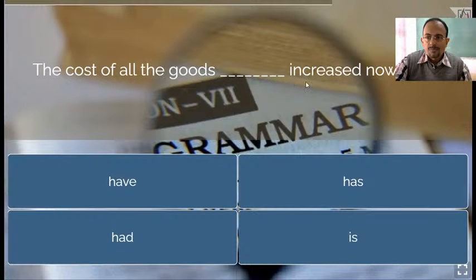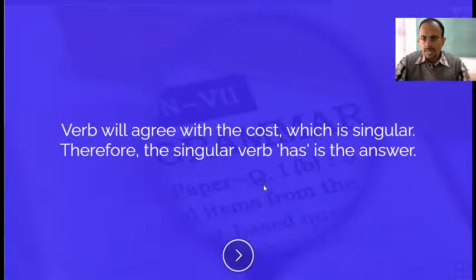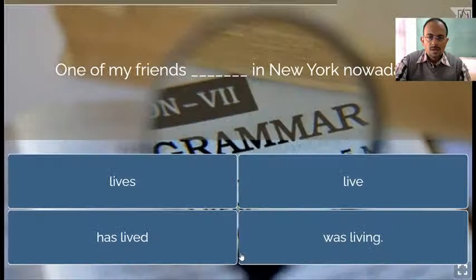Nowadays is given, and here increased, so it should be "has", because "is increased nowadays" is not correct grammatically. So the cost of all the goods has increased nowadays, "has increased" is the correct answer. The verb will agree with the cost, which is singular, therefore the singular verb "has" is the answer. Okay, "One of my friends dash in New York nowadays."